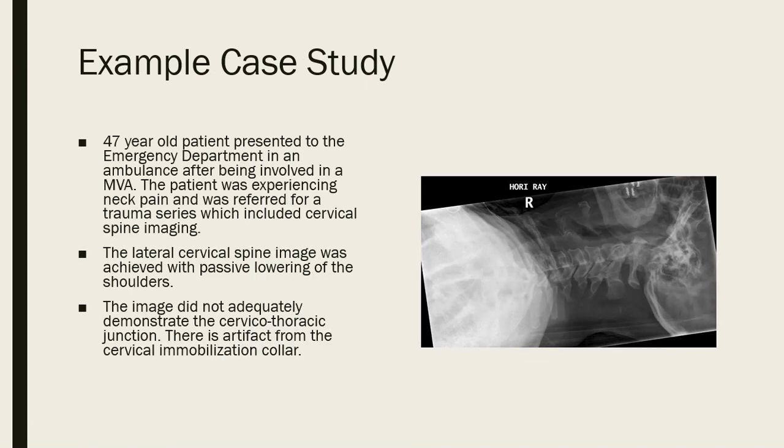So this is an example of a case study here where a patient got a trauma series done. A 47-year-old patient presented to the emergency department in an ambulance after being involved in an MVA. The patient was experiencing neck pain and was referred for a trauma series, which included the cervical spine imaging. The lateral cervical spine image was achieved with passive lowering of the shoulders, and the image did not adequately demonstrate the cervicothoracic junction, and there is also an artifact from the cervical immobilization collar. So you can see a little bit of artifact through here from the collar, and you can't see all of C7.